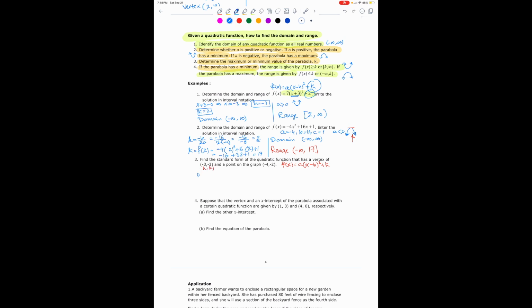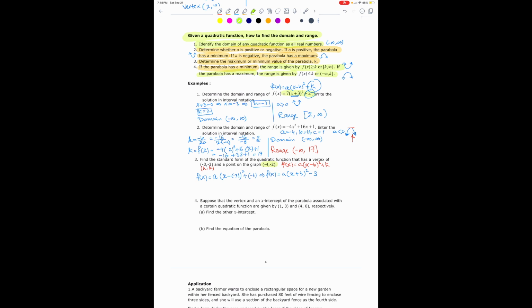So the new function is going to be f(x) equals, I do not know what a is, so I'm going to keep it as a, times (x - h), in this case h is -3, so I'm going to substitute that here, all squared, plus k, which is -3 as well. That leads to the equation f(x) = a(x + 3)² - 3.